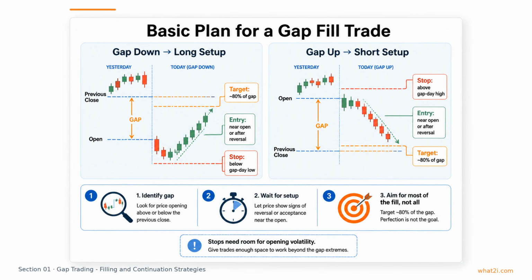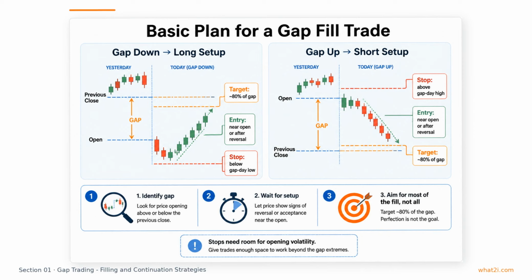A gap fill trade assumes the market will retrace most of the overnight move. If a stock gaps down, the fill idea is usually a long trade looking for a rebound back toward the prior close. If a stock gaps up, the fill idea is usually a short trade looking for price to fade lower. Some traders enter near the open, but many prefer to wait for a reversal signal so they are not guessing too early. A common target is around 80% of the gap distance, rather than demanding a perfect full fill. The stop usually goes just beyond the gap day's high or low, because if price keeps expanding in the original gap direction, the fill thesis may be wrong. This structure helps define the trade before emotion takes over.